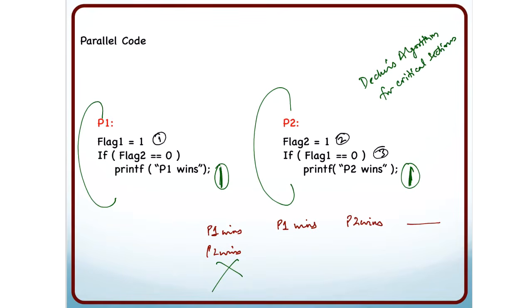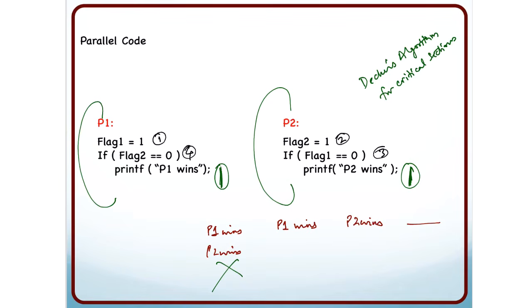So then what will happen for processor 2? It checks if flag 1 is equal to 0, and what does it find? It's equal to 1, right? So it cannot enter this condition. Similarly, now control goes back here, and now processor 1 checks if flag 2 equal to 0, again it finds it to be 1, and therefore none of them print.